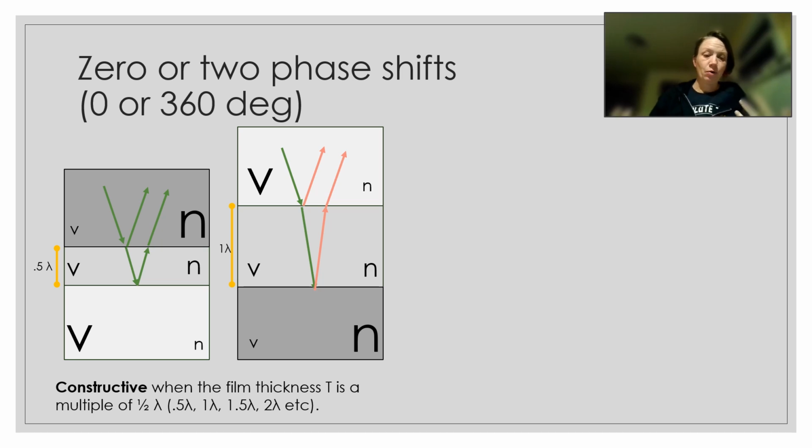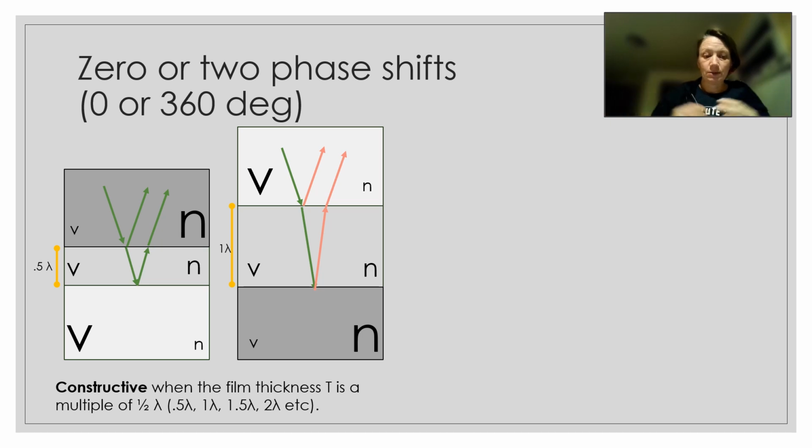How does this happen? Well, if the light is constantly speeding up as it goes through the film, so the film is the middle layer here, right? We start in the top layer, we go to the middle layer, and then there's a layer underneath it. If all of those layers get successively faster as the light wave travels through them, then we never have a phase shift at a boundary.